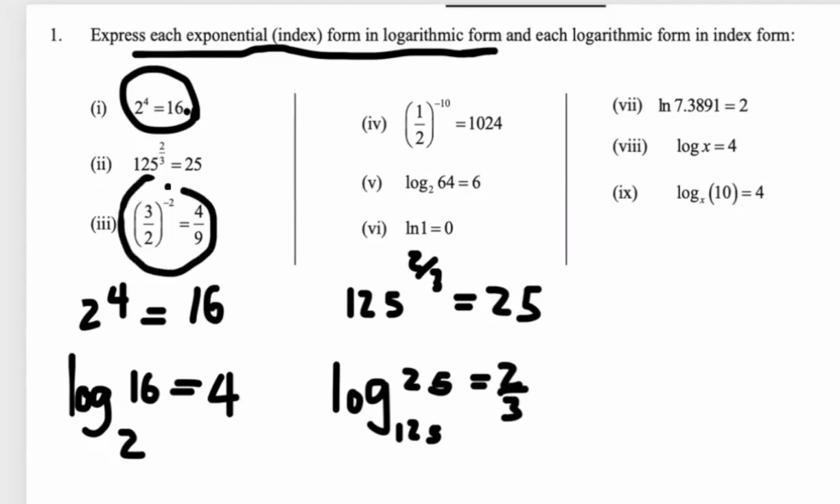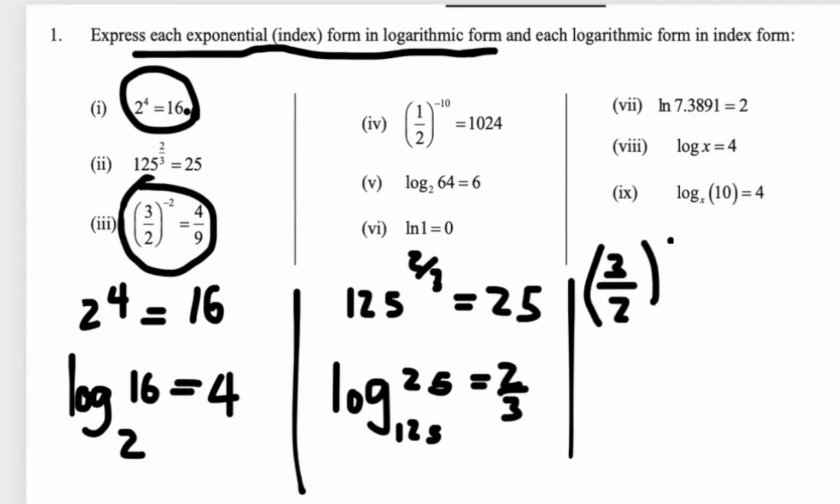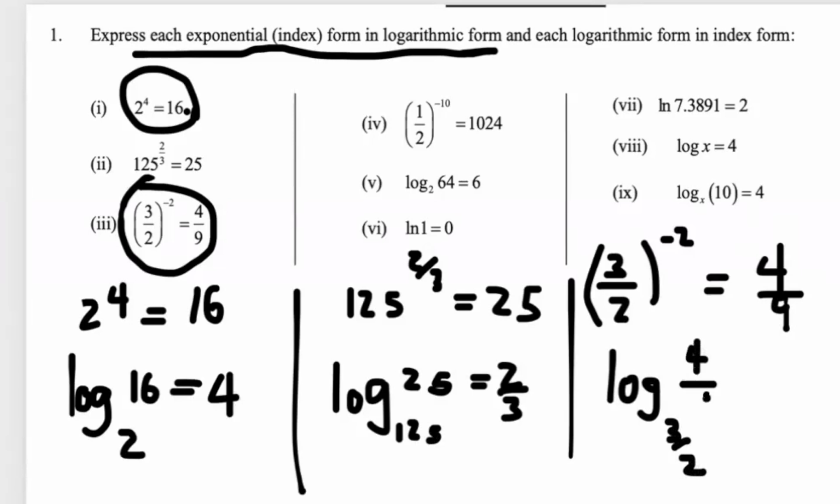Now let's look at this one. So if I have 3/2 raised to the -2 equal 4/9, then even though this is a fraction, it is the base. So I write log, and the base will be 3/2. And then the 4/9 that's over the equal sign, it will go beside the log. And then the power will go over the equal sign, so I have -2.